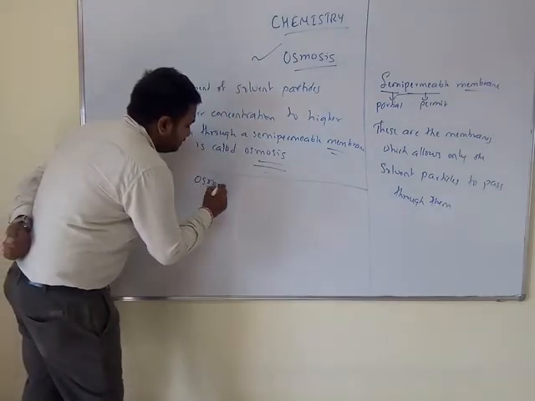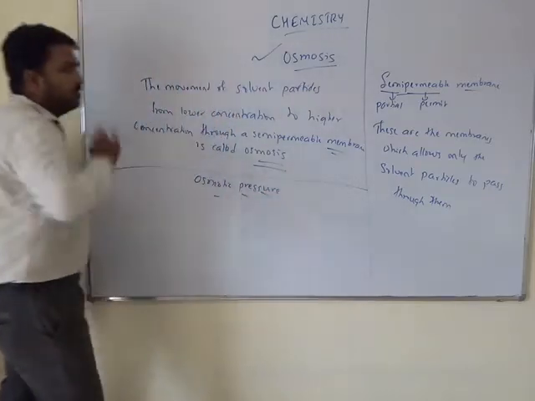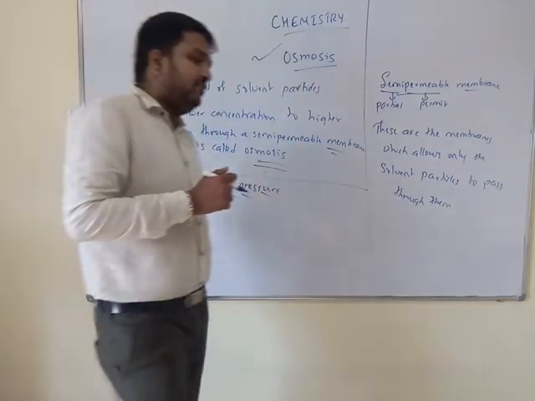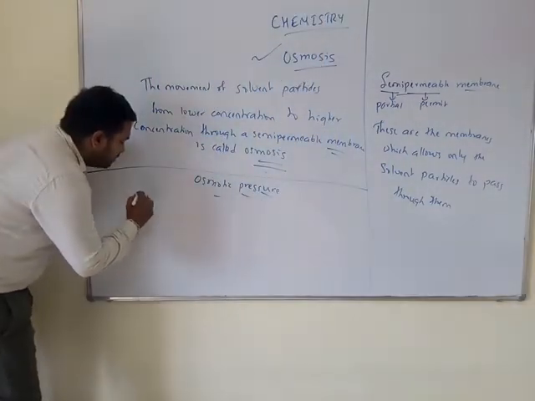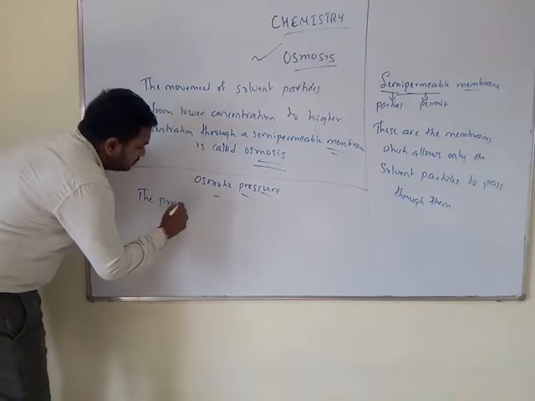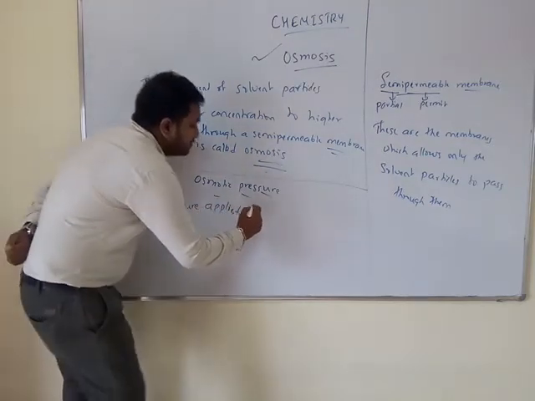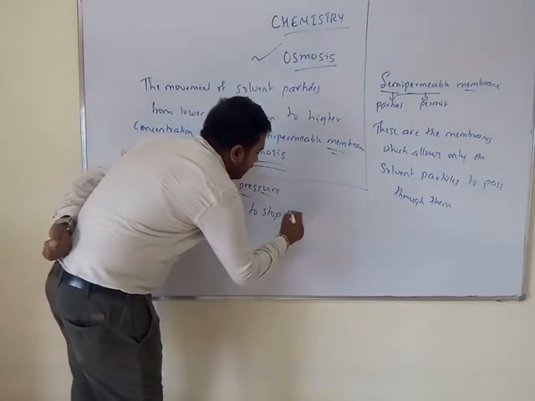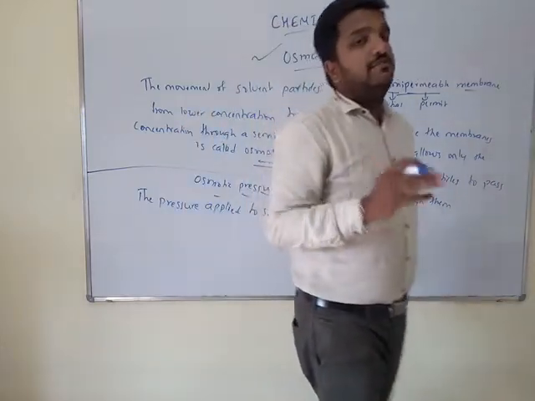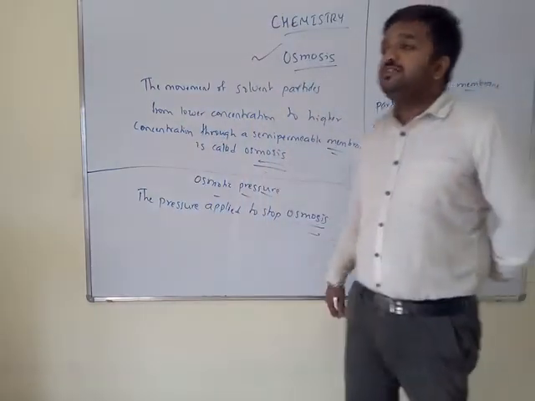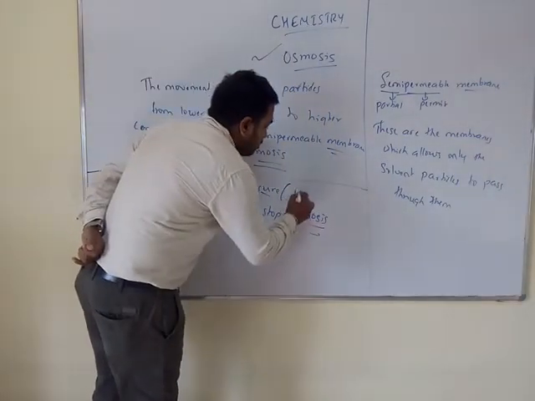Osmotic pressure. It is very simple. You got the concept of osmosis, so the definition of osmotic pressure is very simple. This is the pressure applied to stop osmosis. This is the most simple definition of osmotic pressure. The pressure which is applied to stop osmosis, we call osmotic pressure.